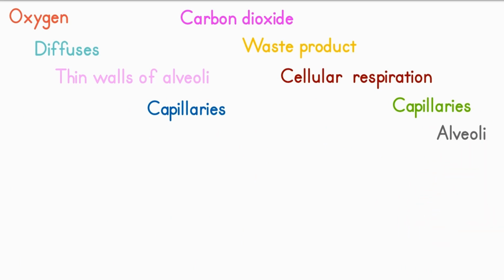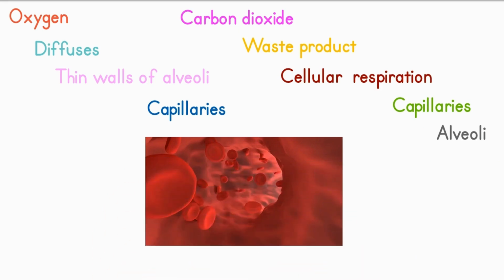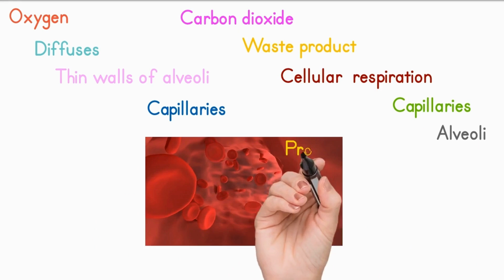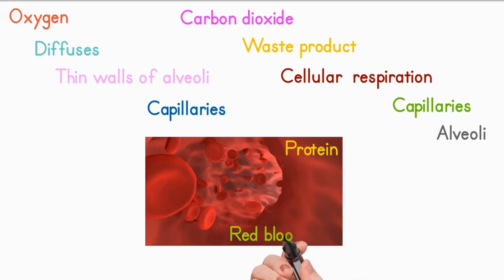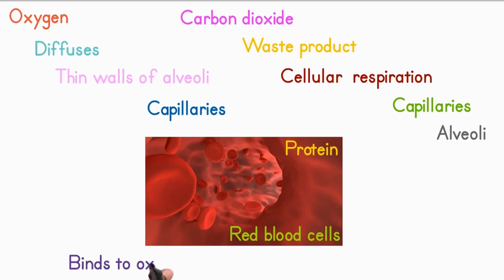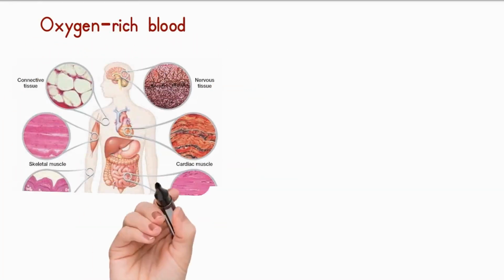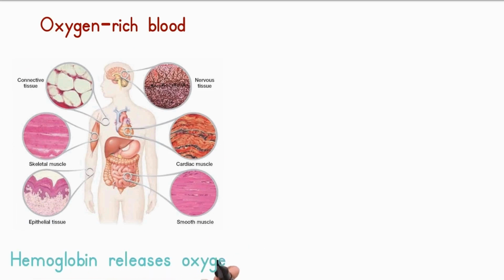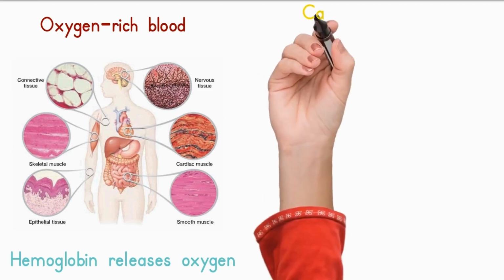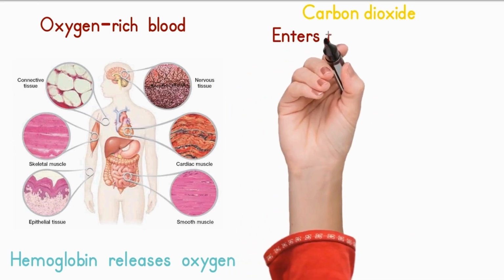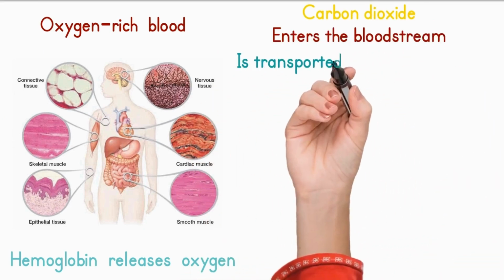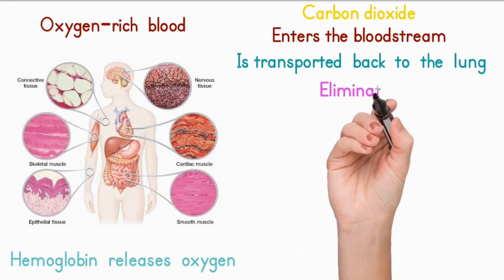But how does oxygen reach all our body cells? This is where hemoglobin comes into play. Hemoglobin is a protein found in red blood cells that binds to oxygen and carries it to the body's tissues. When oxygen-rich blood reaches body tissues, hemoglobin releases oxygen, allowing it to be used for various cellular processes. Meanwhile, carbon dioxide produced by these cells enters the bloodstream and is transported back to the lungs for elimination.